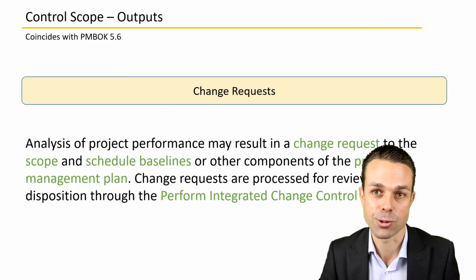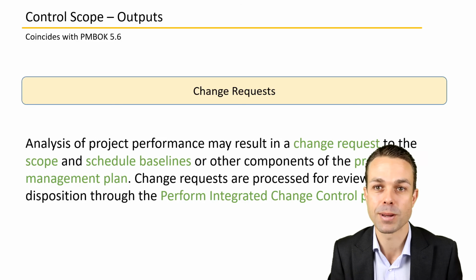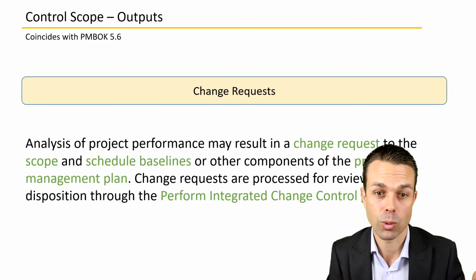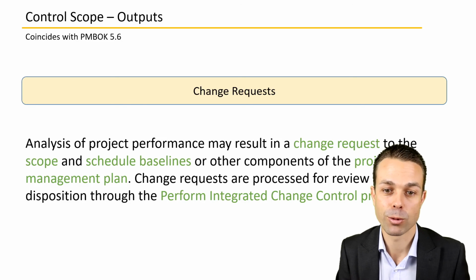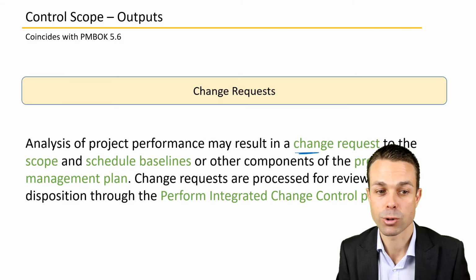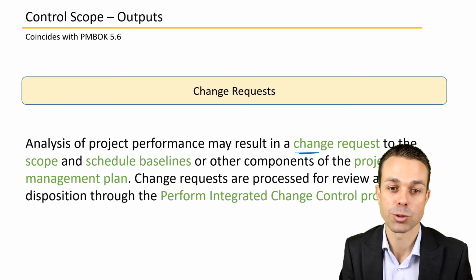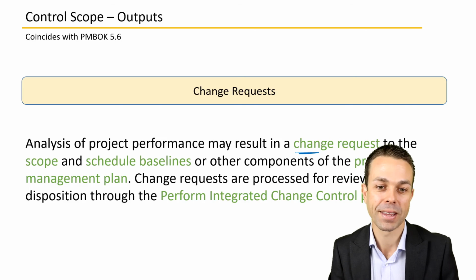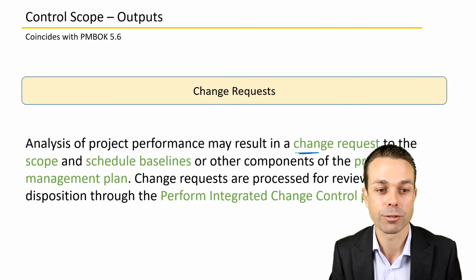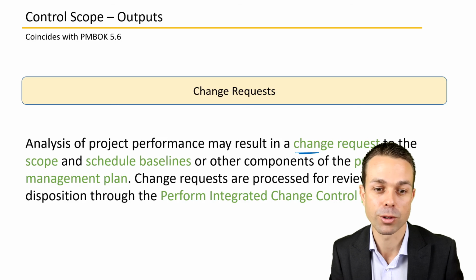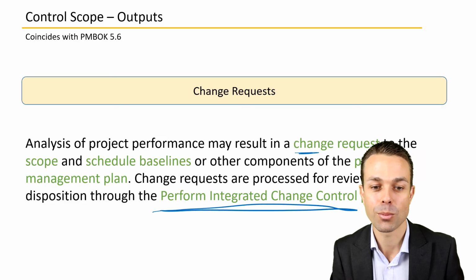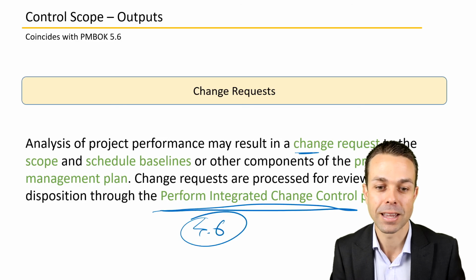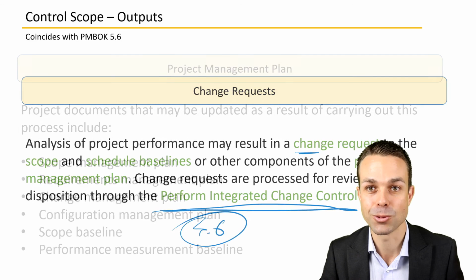Ultimately, you'll see change requests as well come through. These will be the outputs of any changes that are requested. Analysis of the project performance may result in a change request to the scope and schedule baselines or other components of the project management plan. Change requests are often processed for review and disposition through the Perform Integrated Change Control process, 4.6 in our project management body of knowledge as well.